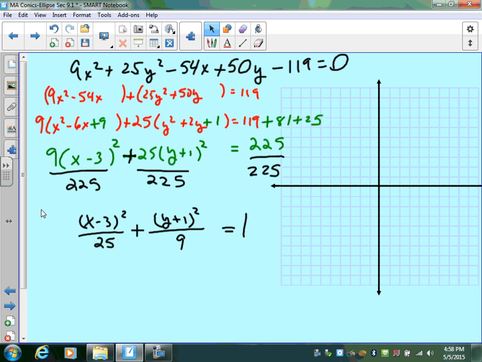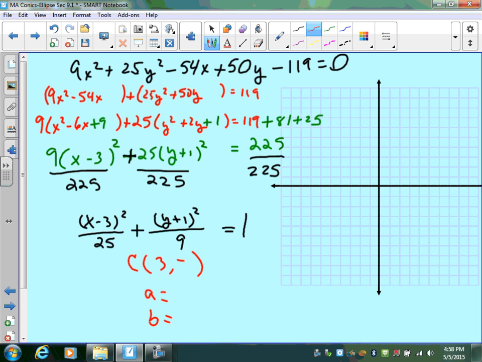So let's graph this one to finish up. Help me with the center. What's the center? Center is 3 and negative 1. Which one of these denominators is a squared? The 25 is, so the square root of that is 5, and the square root of 9 leaves a 3 for b. So graphing, 1, 2, 3, negative 1, there's our center.